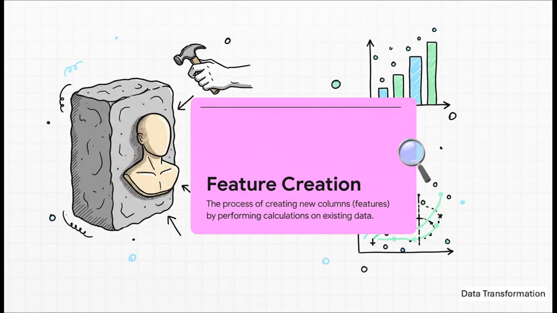So, for example, say you've got a column for units sold and another for price per unit. Well, you can just multiply those two to create a brand new and super useful revenue column. See? You didn't change what the data means, you just made it way more insightful.